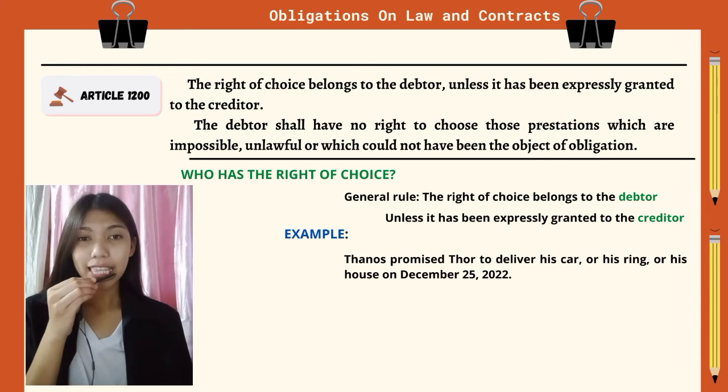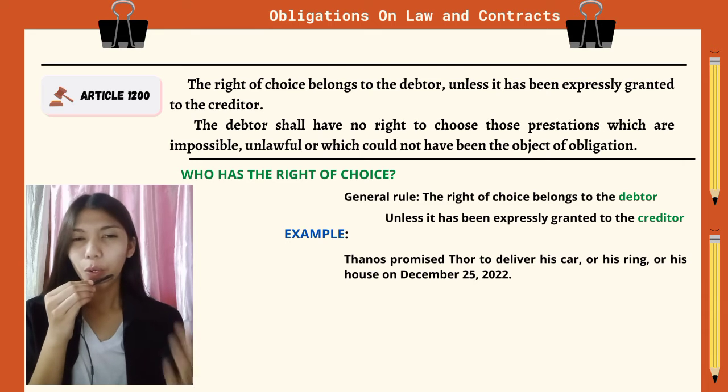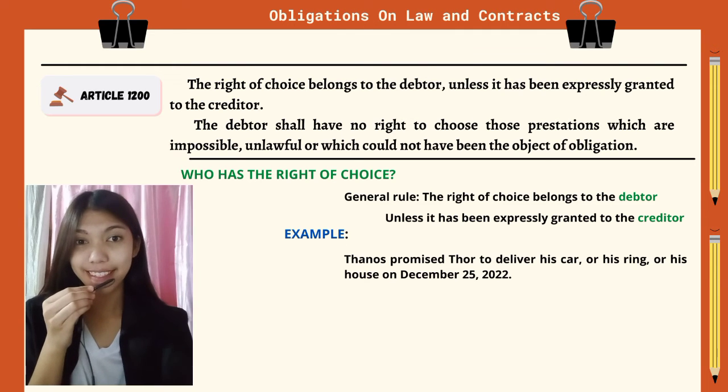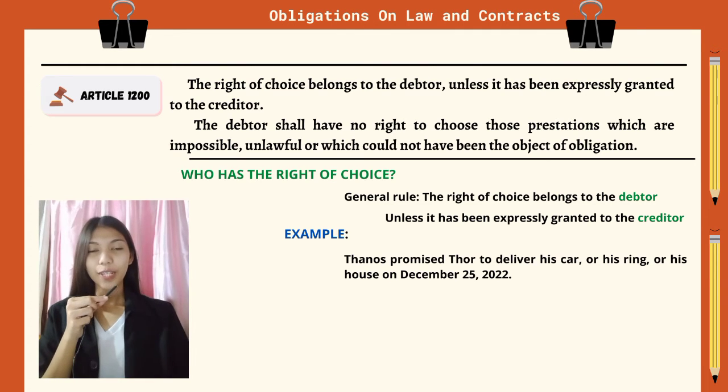So, logically, the next question would be, who will decide on what prestation should be given? Who has the right of choice? So, Article 1200 says that the right of choice belongs to the debtor. So, sa debtor ang naay right to choose kung unsa nga prestation ang dapat nga ihatag. But, naay sumpay.